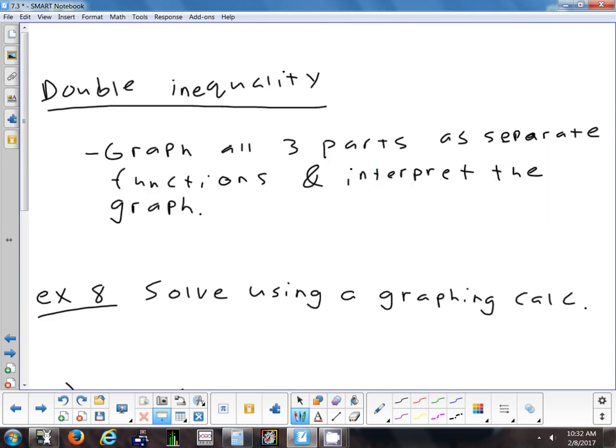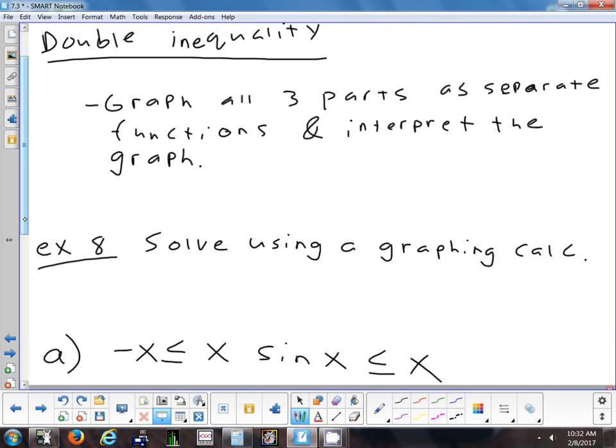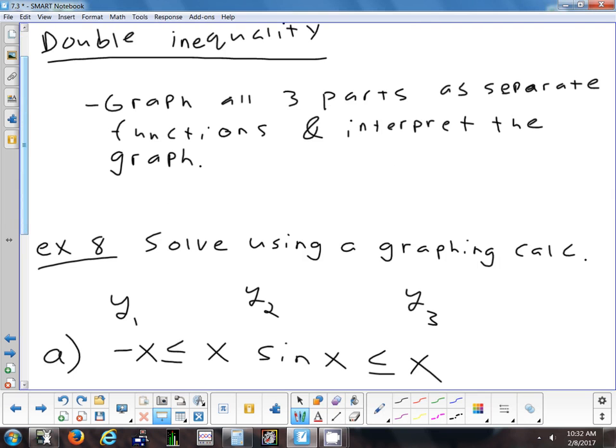All right. And the last one we'll look at is a double inequality. With a double inequality, the only thing you have to do is graph the first part in y1, the second part in y2, and the third part in y3. And you just have to look where your graph of y2 is pinned between y1 and y3. So it's like it's sandwiched between two other things.